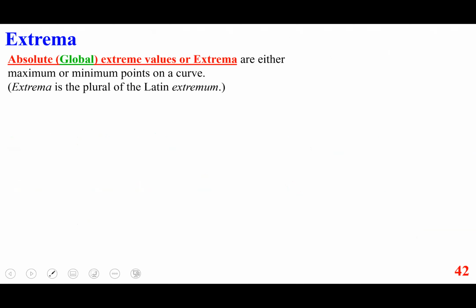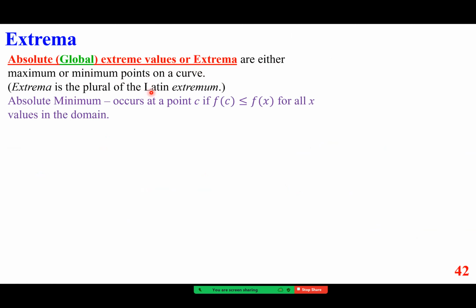All right, let's discuss the extrema quickly and the definitions. Absolute or global extrema are either maximum or minimum points on a curve. Extrema is the plural for extremum. Absolute minimum occurs at the point c if f(c) is less than or equal to f(x) for all x values in the domain. If you look at this graph, you see that there is no point below that.